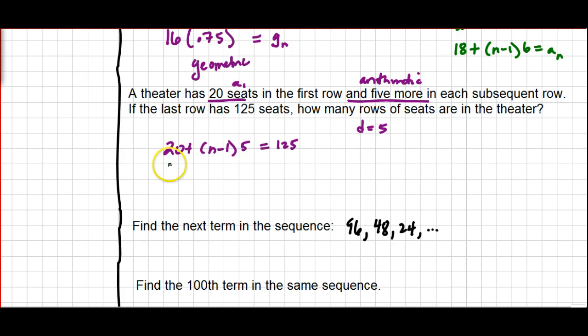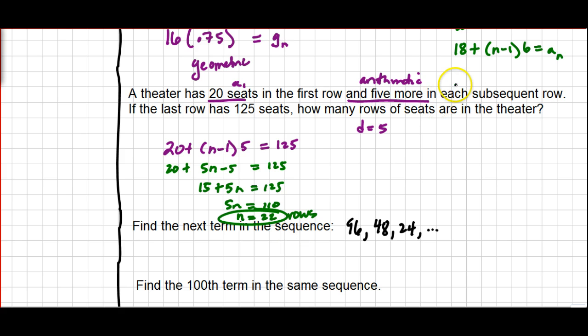So I'm going to do the distributive property there. And then I'm going to add like terms. And then I'm going to subtract from both sides. And then I'm going to divide by 5. So the row then is row 22. Or excuse me, 22 rows altogether.